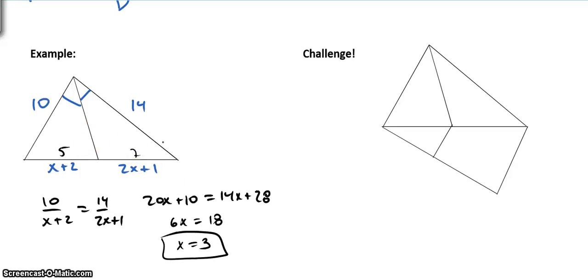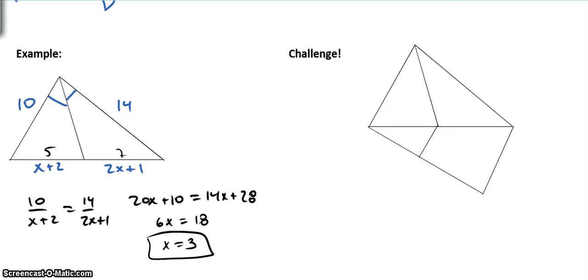And let's just examine this for a second. Is 5 to 10 as 7 is to 14? Yeah. When we reduce it, it'd be 1 to 2, 1 to 2, or 2 to 1, 2 to 1. So you can always substitute in your x values and check your answers. If your proportions match out, you're in good shape. If they don't, you done messed up.